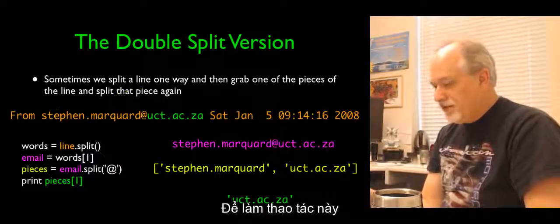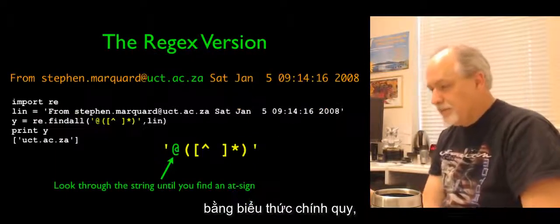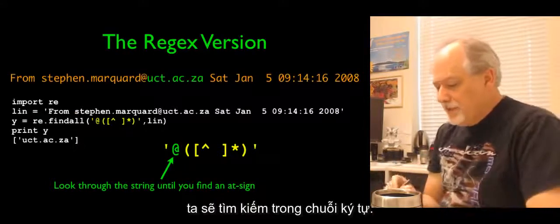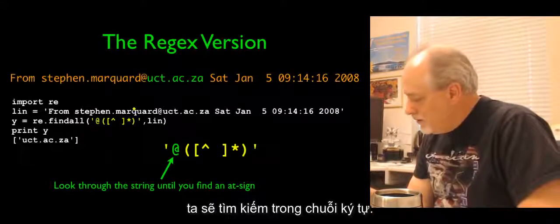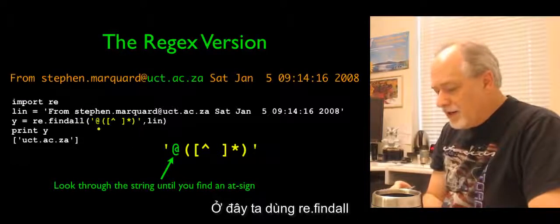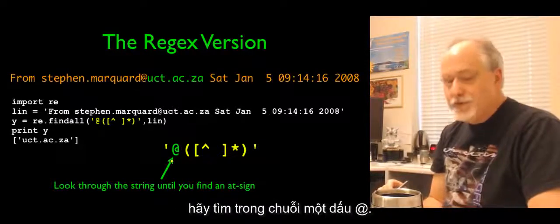So if we think about how we would do this in a regular expression, we're going to say, look through the string, find all. Here's the findall. And the regular expression exploded up says, look through the string for an and.